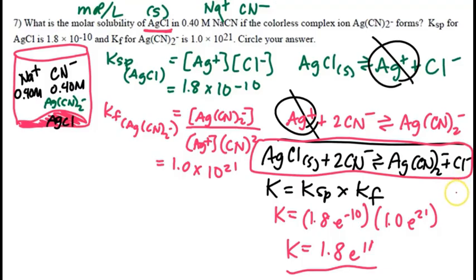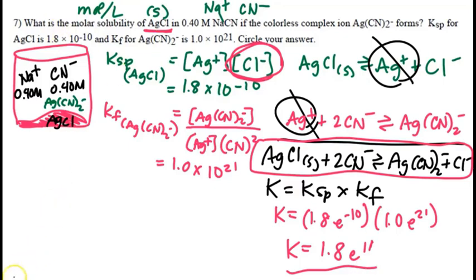How can we know that this is true? Well, we can look at the Ksp expression for AgCl. We see that Cl- is one of the actual concentrations. If we find this, because it's only 1 mole, then we can automatically find the molar solubility of AgCl. How do we do that? We need to set up an ICE table. If we set up an ICE table with this new overall equation, using our new overall K expression, we can solve for x. Once we solve for x, we automatically are going to get the molar solubility.